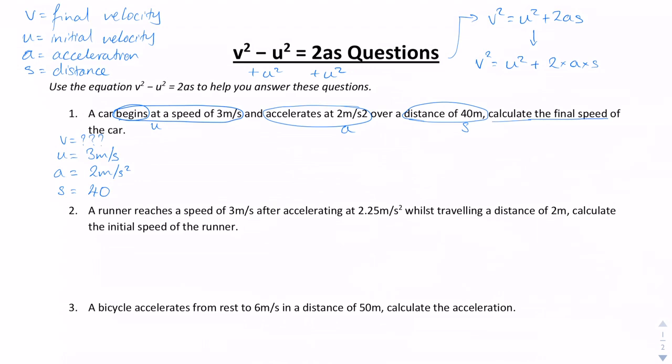So before we begin substituting our values, let's write the equation. v squared equals u squared plus 2as. That's 2 times acceleration times distance. After that, let's substitute our values into that equation. v is still unknown, so we'll leave that as it is. u is 3 meters per second, so that becomes 3 squared, plus 2 times acceleration, which is 2, times distance, which is 40.